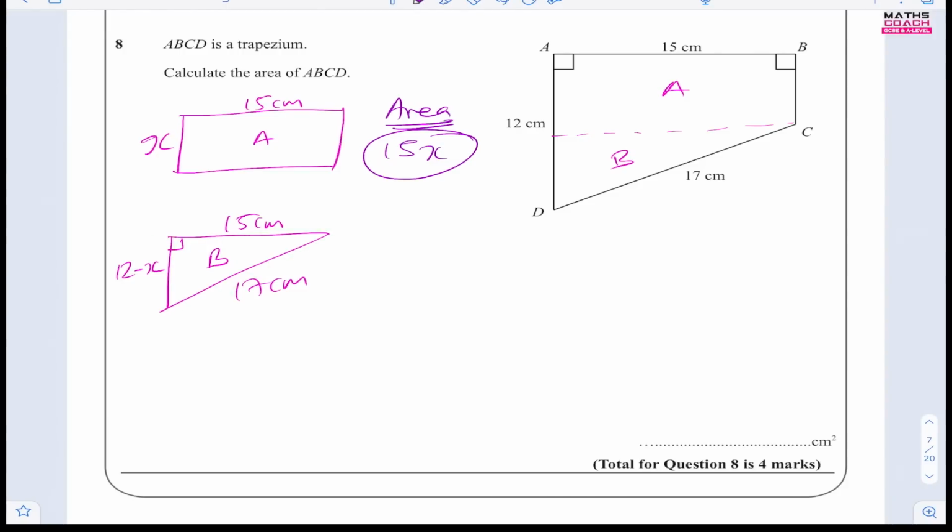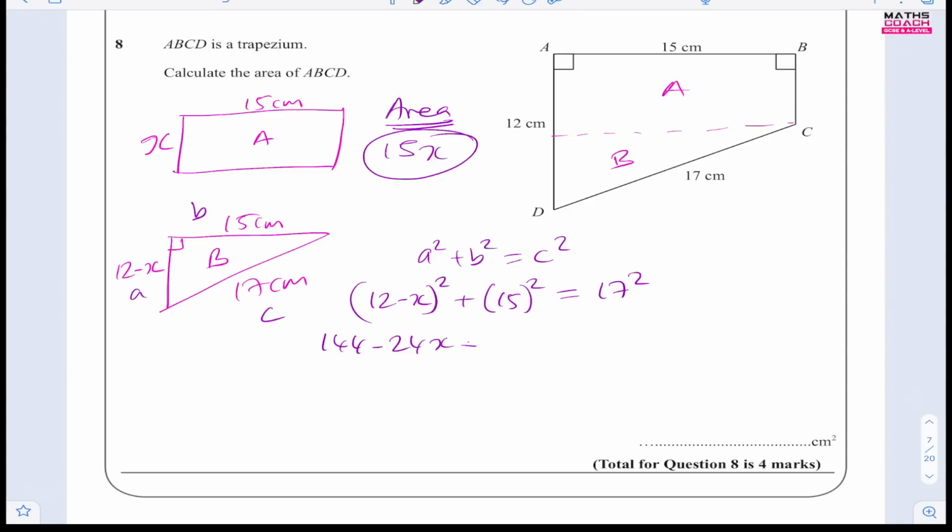So what equation can we set up? Let's call this c, let's call this a, and let's call this b. So we know that a squared plus b squared is equal to c squared. So a is 12 minus x squared, b is 15 squared, and that's equal to c squared, which is 17 squared. So 12 minus x, that bracket will expand to 144 minus 24x plus x squared, and 15 squared is 225, so plus 225.